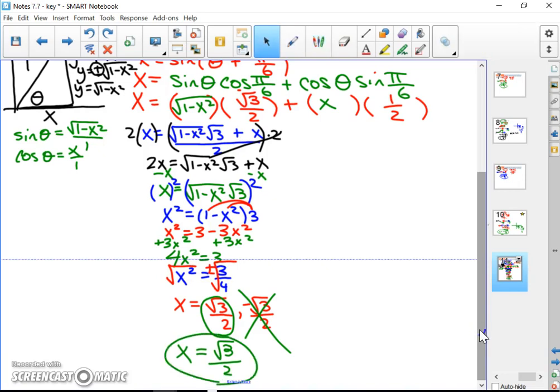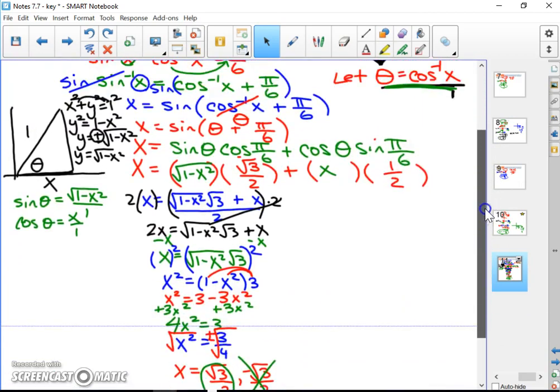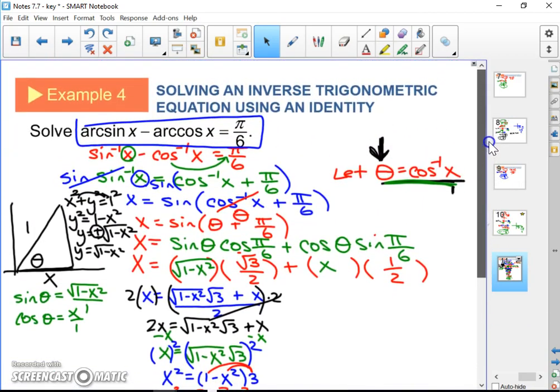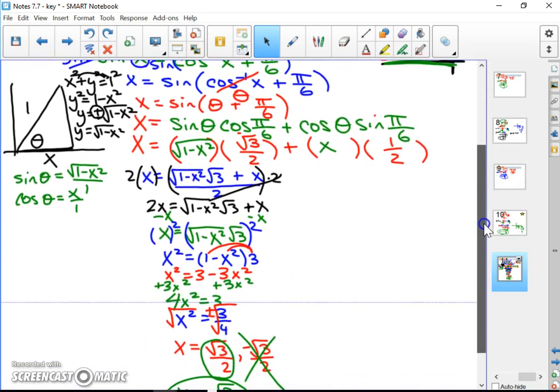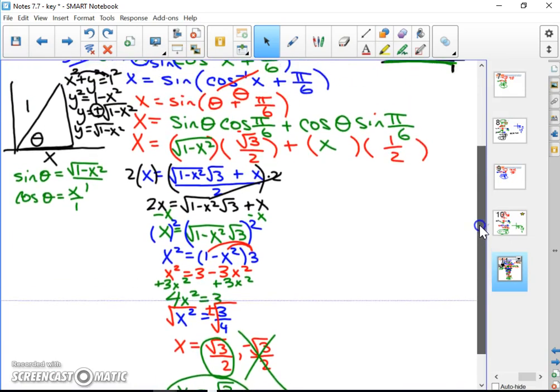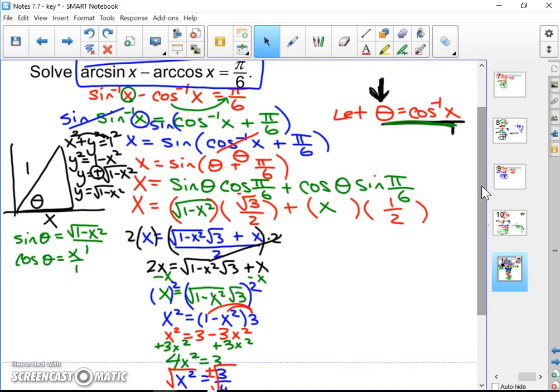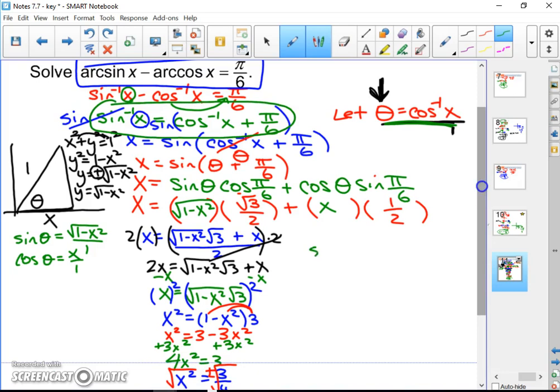Now, that's a tough problem. But I kind of skipped over the toughest part, which was how did we know that picture was in the first quadrant. And so now I'm going to show you how we would know, because when you do one of these problems, you really are going to have to know that. And so go back to this step right here that's in green. It said inverse sine of x equals inverse cosine of x plus pi over 6.